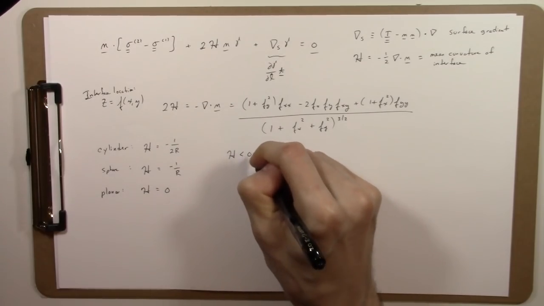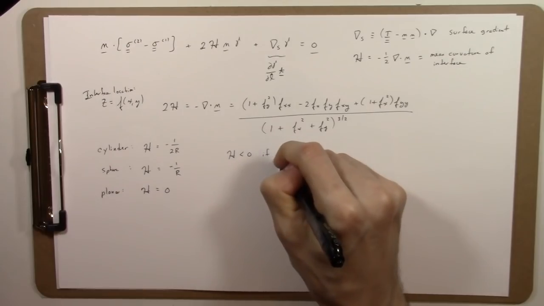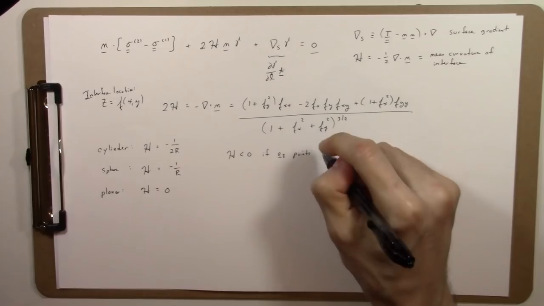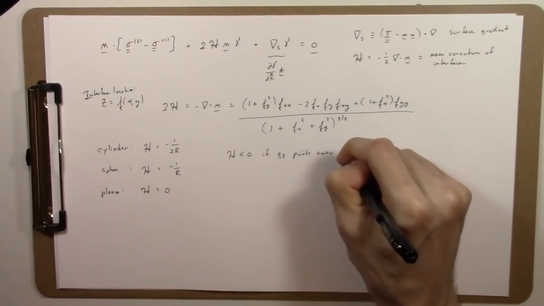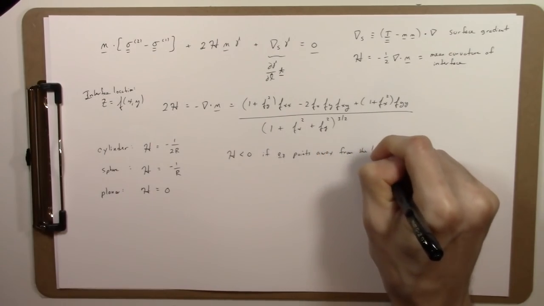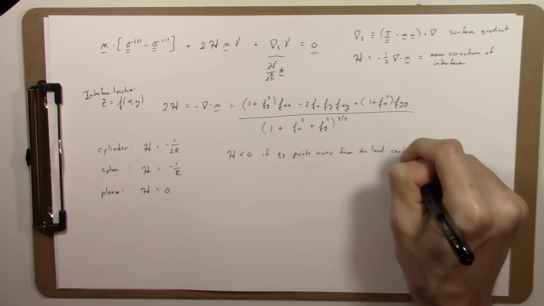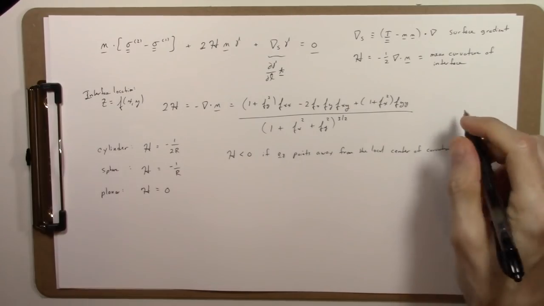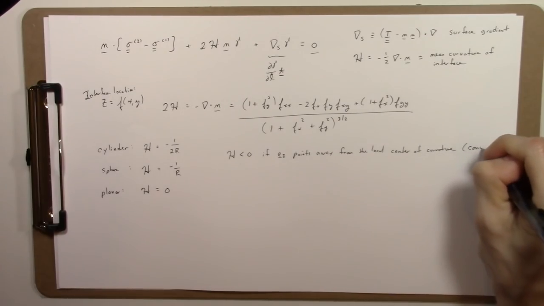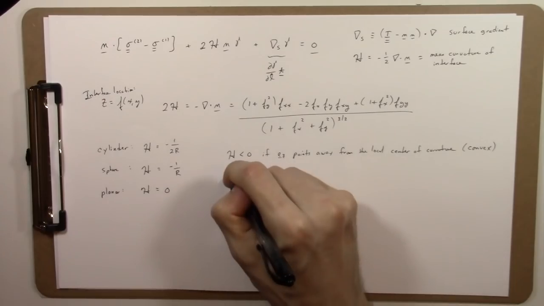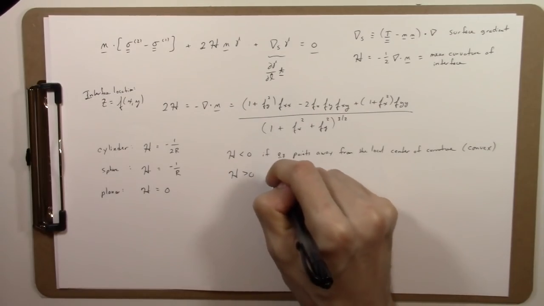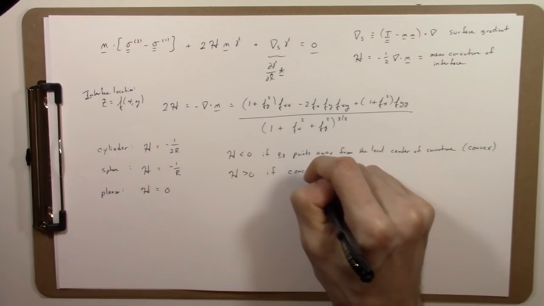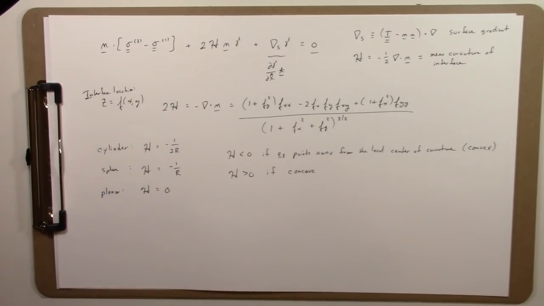Curvature H is less than 0 if e_z points away from the local center of curvature. In other words, if it's a convex interface, and H is greater than 0 if the opposite is true, namely it's a concave interface.